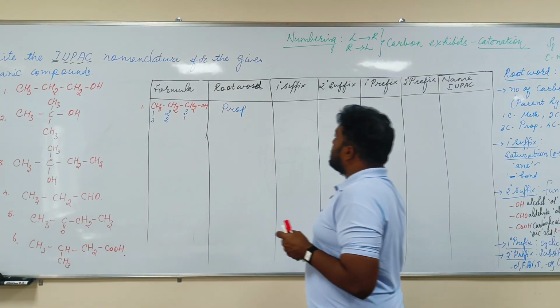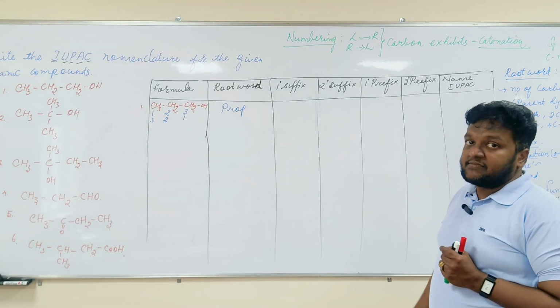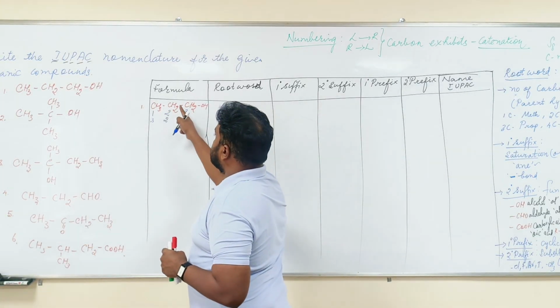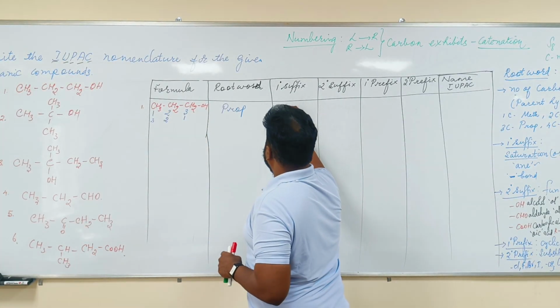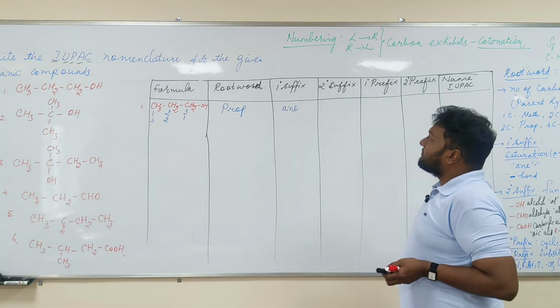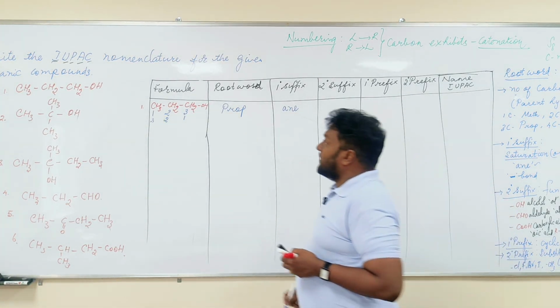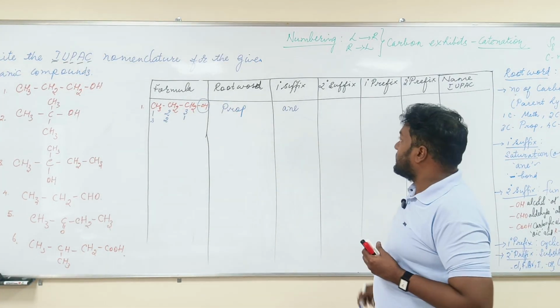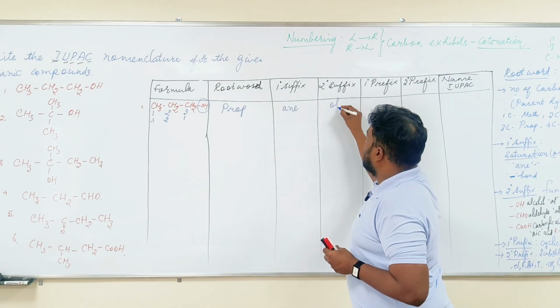Then what is the primary suffix? The primary suffix implies whether the compound is saturated or unsaturated. Here throughout we can see single bonds are present. Therefore the primary suffix should be ANE. Then what is the secondary suffix? The secondary suffix implies the presence of the functional group. What is the functional group? Alcohol is the functional group. Therefore OL should be present.